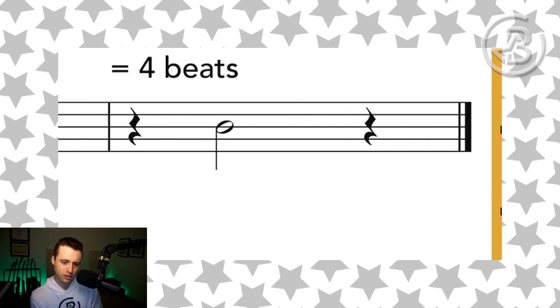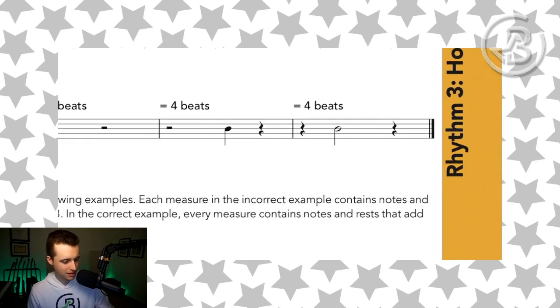And then over here, we have, again, 4 beats. We have 1 quarter rest, 1 half note, and 1 quarter rest. That's a total of 4 beats.